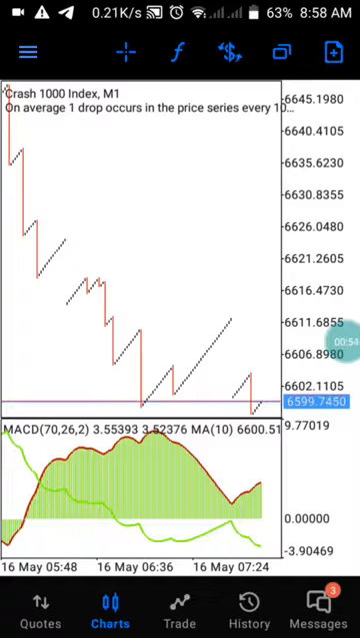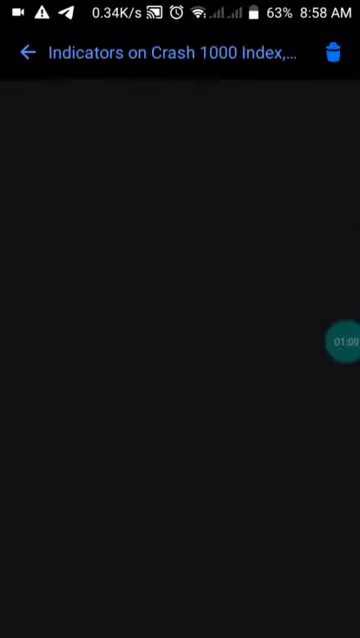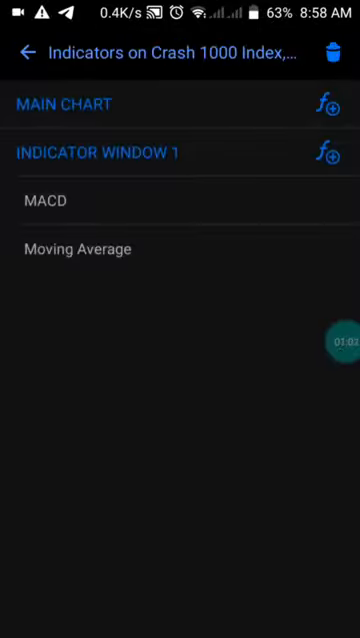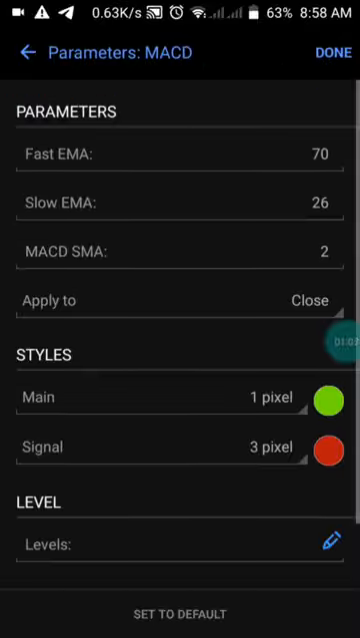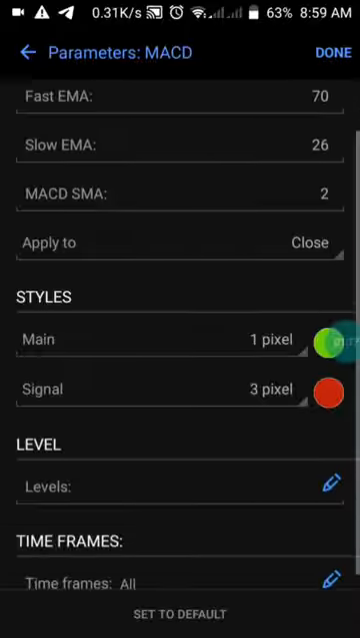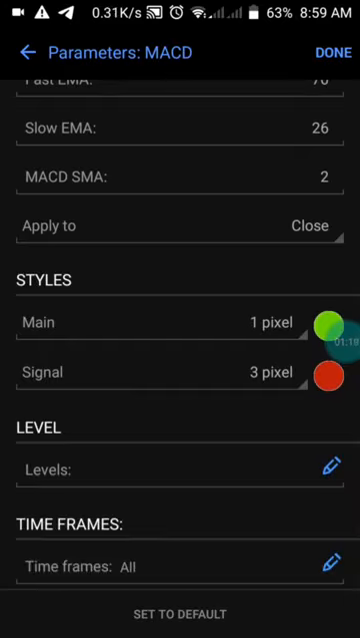So this is crash 1000. Let me show you the settings of this strategy before I show you how it really works. We only have two indicators here. We have our MACD, with the fast EMA on 12, the slow EMA of 26, and the MACD SMA of 9. Then you apply to close, make the MACD color green and your signal color red. That's exactly all you need.